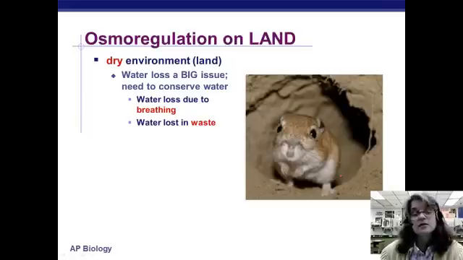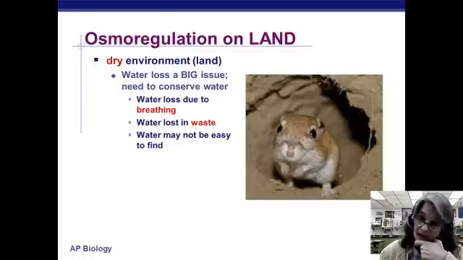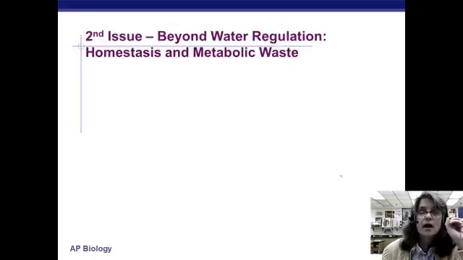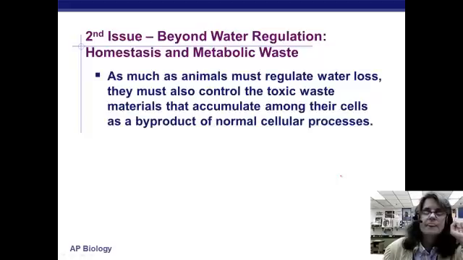Every time you urinate, you're going to lose large amounts of water in your waste. And if you are a dry land organism, especially like this poor little kangaroo rat, water may not be easy for you to find. Okay. Additionally, since you may be urinating or sweating or whatever, you may not be keeping the salt concentrations in your body up to what they need to be either. So, now, that's a problem.